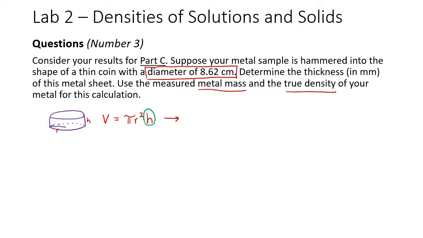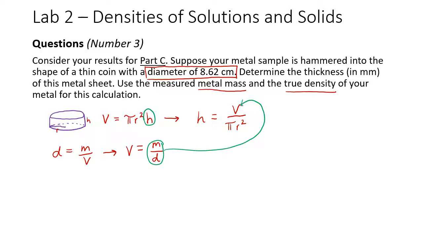So we can rearrange this and say that height will be equal to the volume of the coin divided by pi r squared. And we just started learning about density, and density is our link between mass and volume. So density is equal to the mass over the volume, and we can rearrange that formula to be the volume can be solved for by taking the mass divided by the density. So now we can take that and plug it in. So we can take mass over density and plug that in for volume.